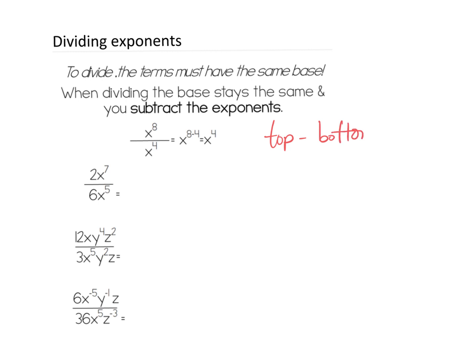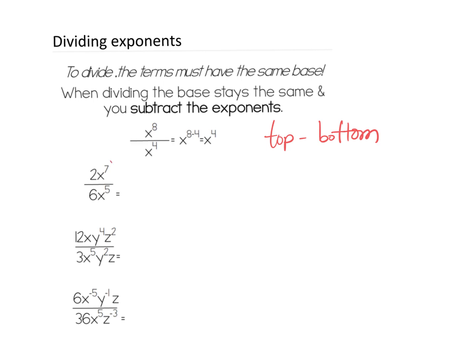Okay, keep this in mind. Sometimes the top will have a smaller exponent, but we still do it the same way. The top minus the bottom. So you get x to the 4th, because 8 minus 4 is 4.